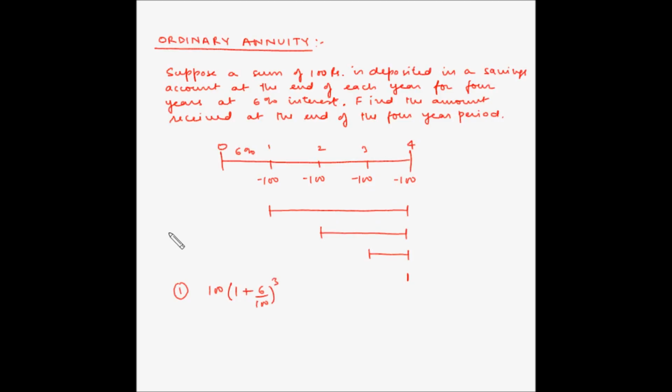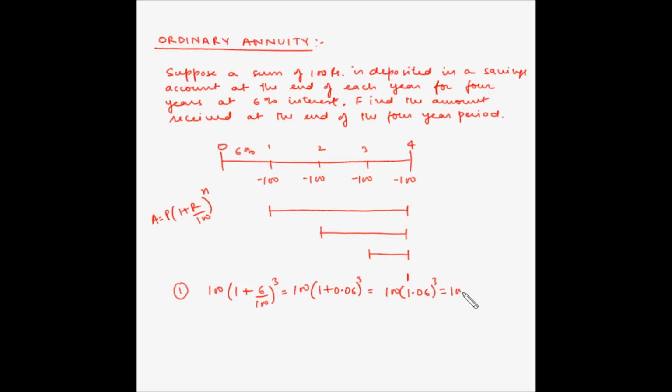Now what is this? This is basically nothing but the formula for compound interest. A is equal to P times 1 plus R by 100 to the power n. R is the rate of interest per compounding period, and n is the number of compounding periods. P is the principal amount, and A is the final amount that we get after n compounding periods. So this becomes 100 into 1 plus 0.06 to the power 3. So this is 100 into 1.06 to the power 3.